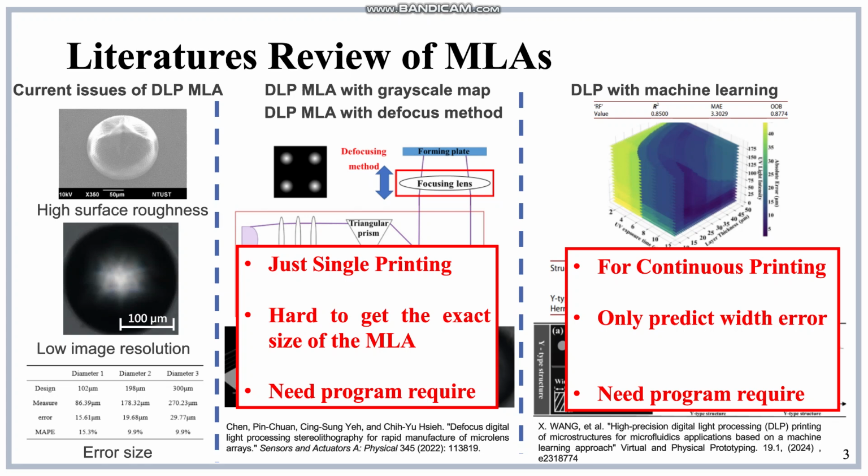For instance, grayscale maps are limited by projector resolution, and defocused DLP can be inconsistent. Also, some researchers began applying machine learning to predict outcomes, but these models often only predict one parameter, such as lens width, or require complicated coding. This limited their practical use for experimentalists. So our work builds on these studies by proposing a more integrated and user-friendly system.